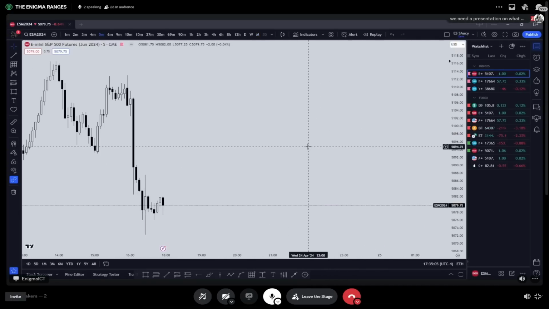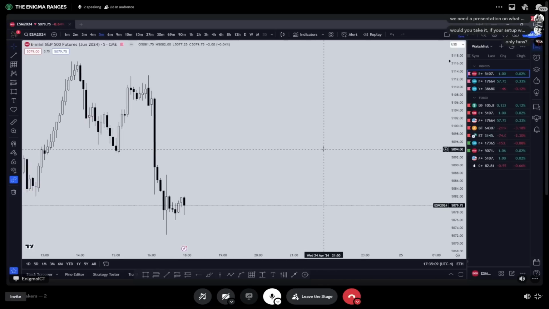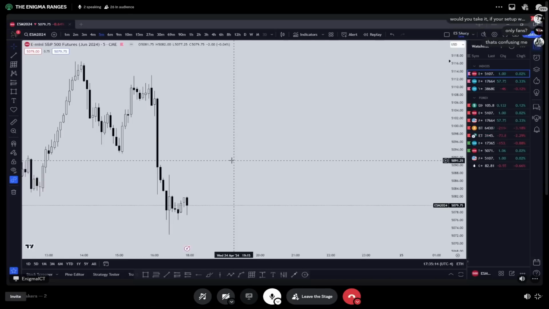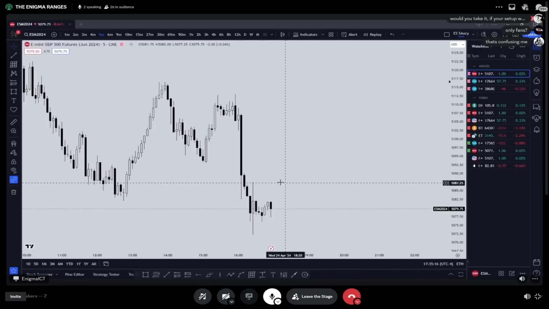We need a presentation on what makes it a true open high, open low. Would you take it if your setup was there, even if the third candle didn't open? No, I would never take it. I would never take it because it's too low for me.